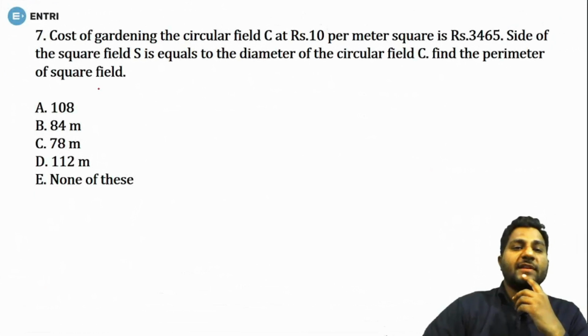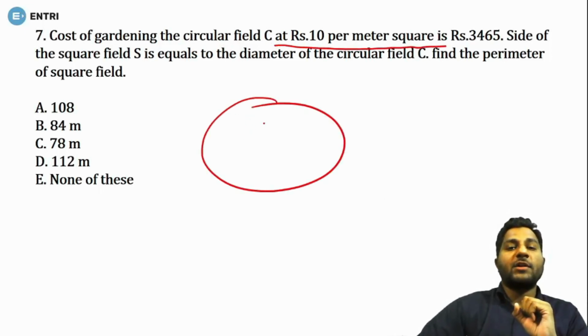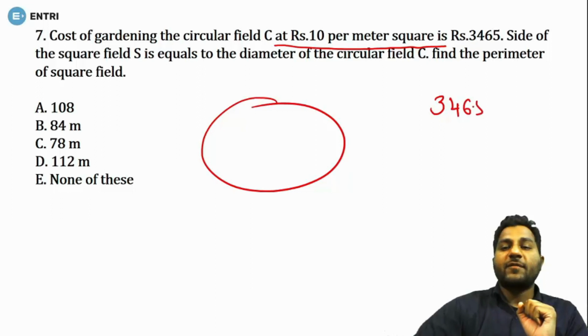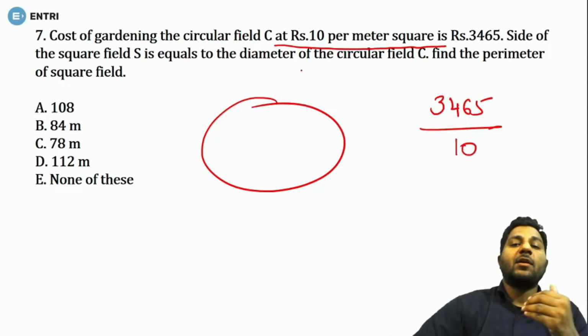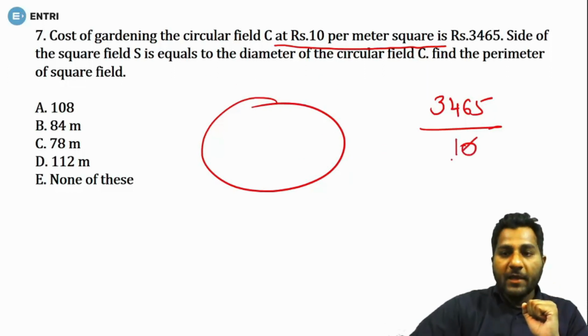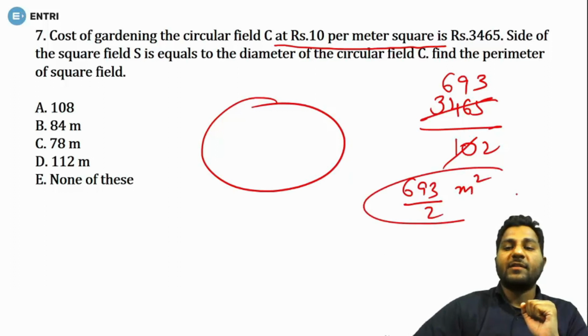The next question says that the cost of gardening the circular field at 10 rupees per meter square is 3465. So we have got the whole cost. That means if we divide it by 10, we will get the whole area of the circular field. So 693 divided by 2 meter square is the area.